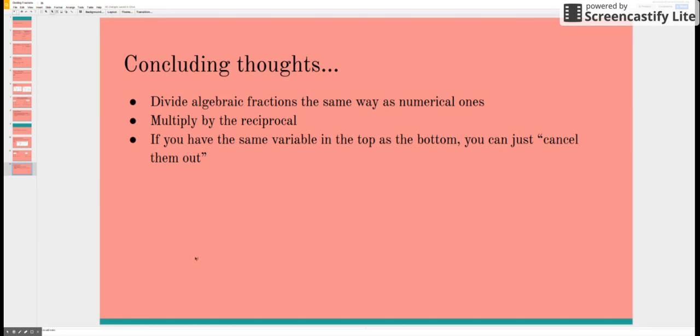So here are some concluding thoughts. Divide algebraic fractions the same way you would numerical ones. Multiply by the reciprocal. And if you have the same variable in the top as the bottom, you can just cancel them out.